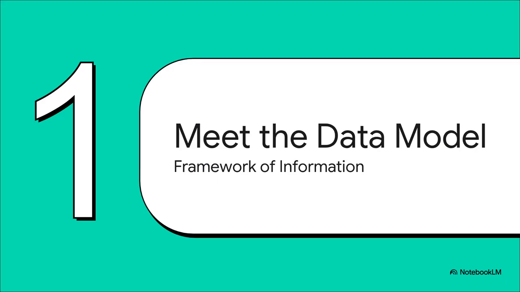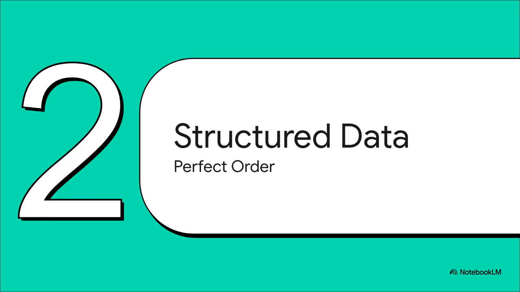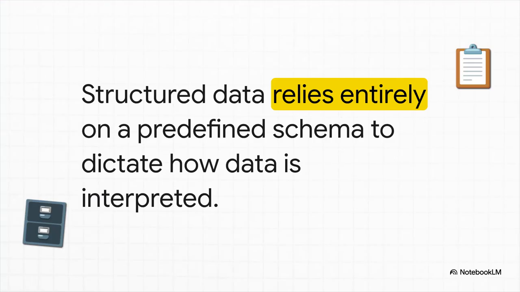All right, section 1, meet the data model. And moving right along to section 2, structured data, perfect order. Remember that invisible framework we just talked about? It dictates how information is stored, processed, and analyzed. Historically, this was totally non-negotiable. You had to define exactly what your information looked like before saving a single byte.